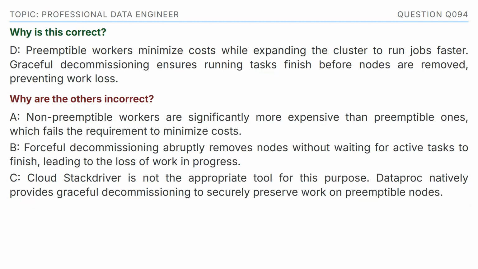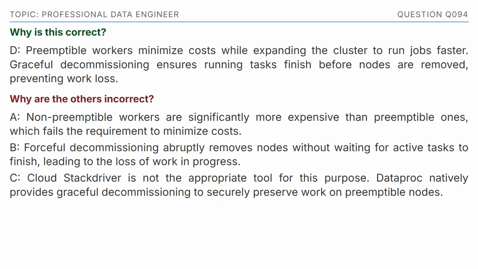Why is this correct? D. Preemptible workers minimize costs while expanding the cluster to run jobs faster. Graceful decommissioning ensures running tasks finish before nodes are removed, preventing work loss. Why are the others incorrect?